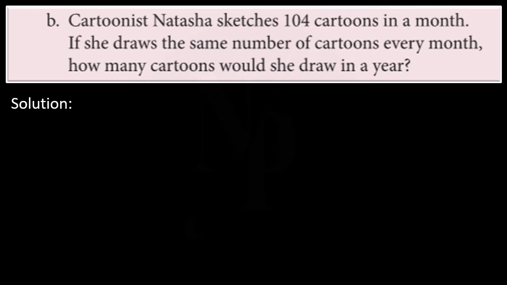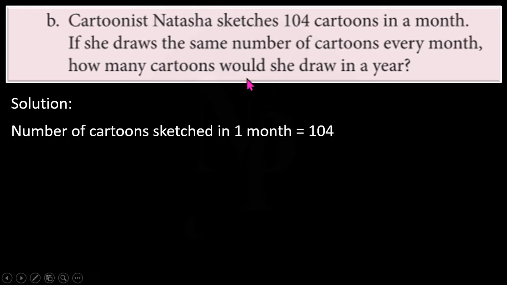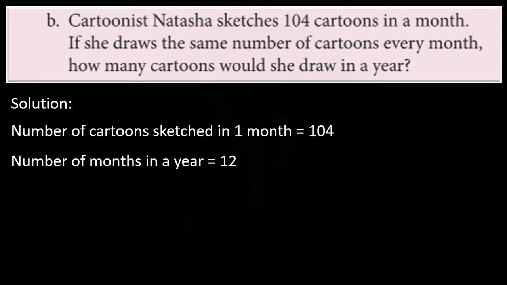Solution. Number of cartoons sketched in 1 month is equal to 104. It is given in the question here. Number of months in a year is equal to 12, isn't it? There are 12 months in a year.